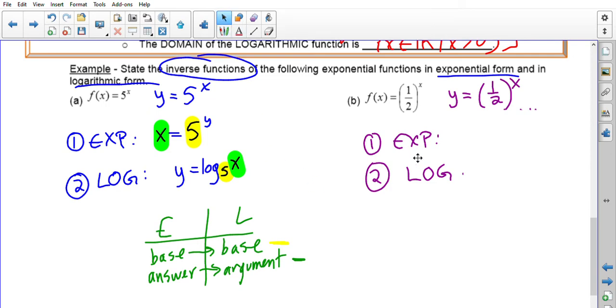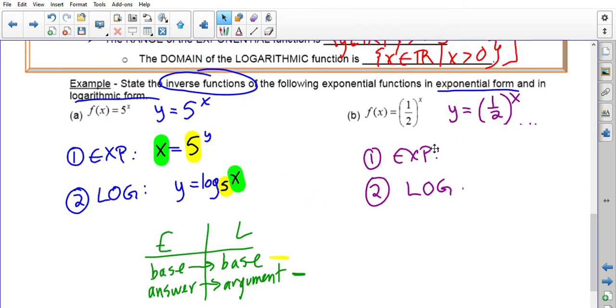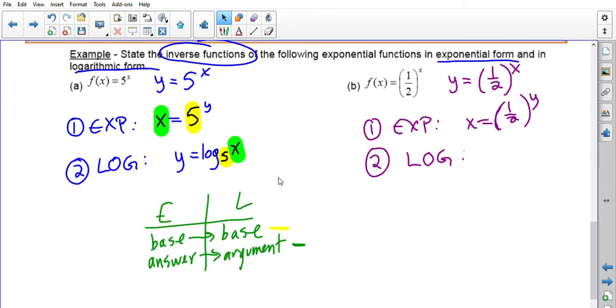Following that same rule, let's see if we can come up with this one. We have y = (1/2)^x. The exponential version is easy because we can just swap x and y: x = (1/2)^y. For the log function, remember, the base of this version must be the base of log, and the answer for this version must be the argument of log. So we get y = log of x to the base 1/2.